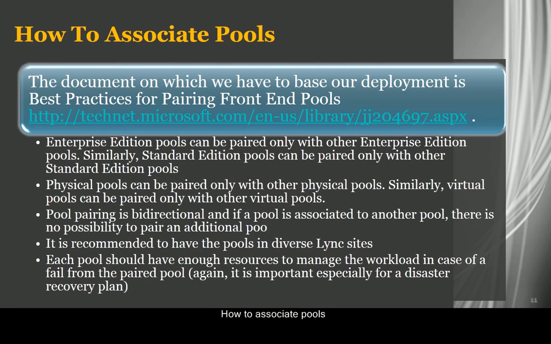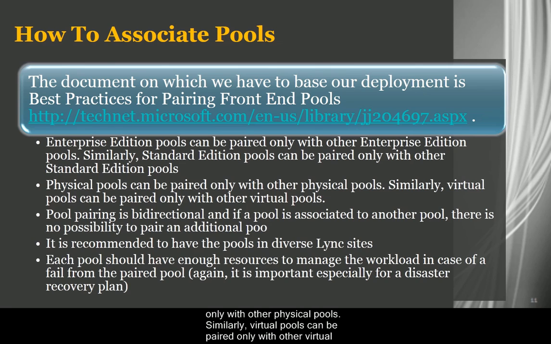How to associate pools. The document on which we have to base our deployment is Best Practices for Pairing Front-End Pools. Enterprise Edition pools can be paired only with other Enterprise Edition pools. Similarly, Standard Edition pools can be paired only with other Standard Edition pools. Topology Builder will allow also to pair pools that are not of the same kind, but this is not to be considered like a validation.